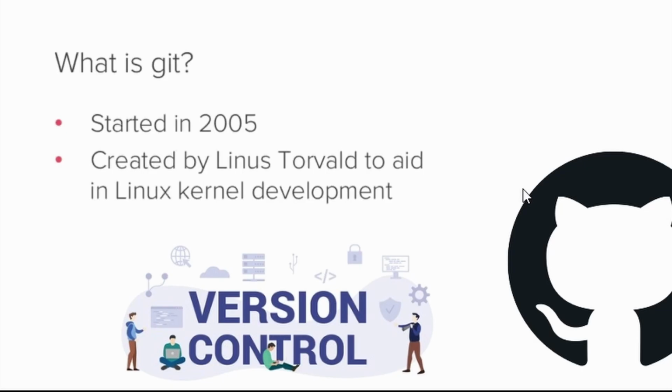So coming to the main part of this session, what is Git? Git was started in 2005. It was created in 2005 by Linux, and it's a version control system. So the word itself, version control system, defines what it means. It is a system which is used to control versions.